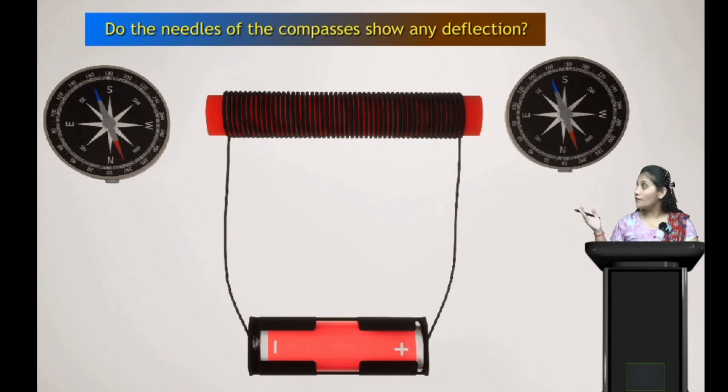Now, children, tell me, do the needles of the compasses show any deflection? Yes, as soon as we connect the two ends of the wire to the cell, there is a deflection in the magnetic compass. Why deflection? Because electricity passes through the wire and a magnetic field is generated in the wire. That's why there is a deflection in the magnetic compass.